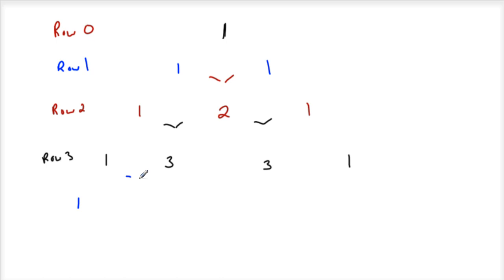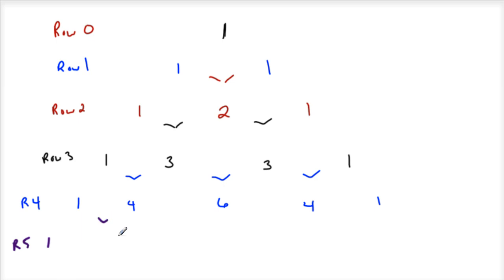Do it again. 1, take the sum of 1 and 3, which is 4. Take the sum of 3 and 3, which is 6. Sum of 3 and 1, which is 4. And again, 1 on the outside. So your 1s are always on the outside. Let's do one more. This is row 4. And one more, which will be row 5.